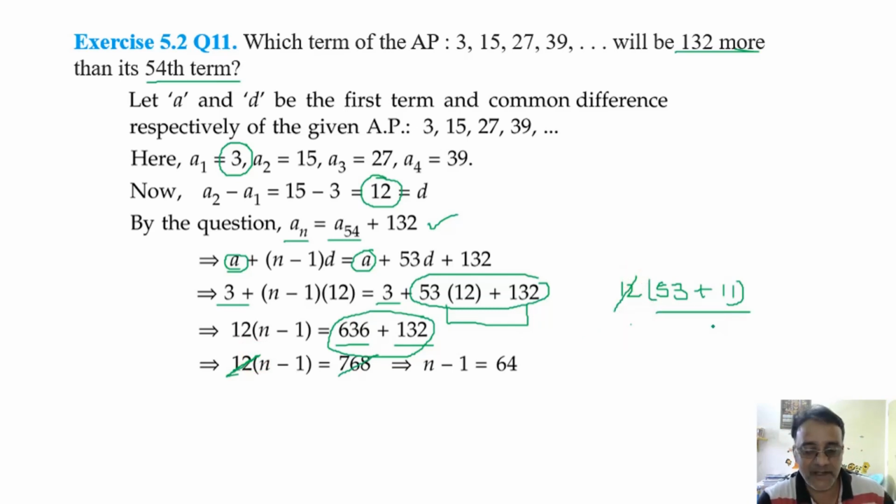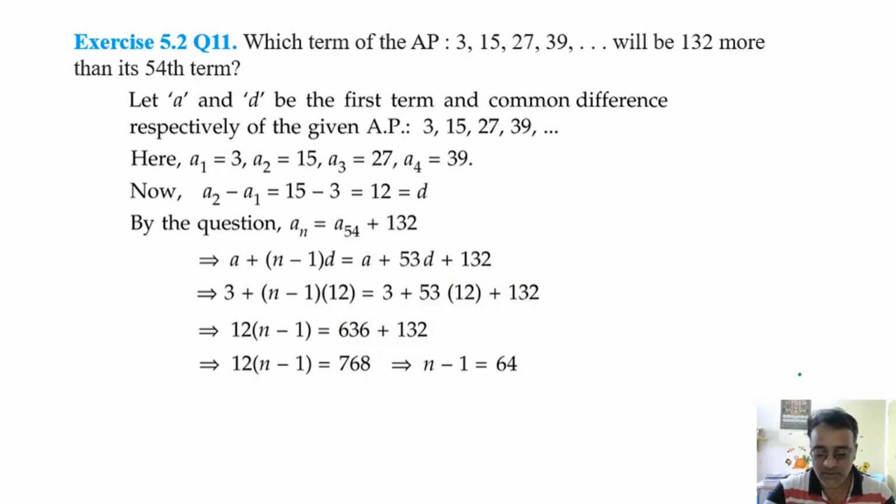Okay, without multiplying, without adding also we can do it like that. Whether this way is clear to all of you? Okay, fine. So finally what are we going to get? n is equal to 65. The question is which term? So the 65th term.